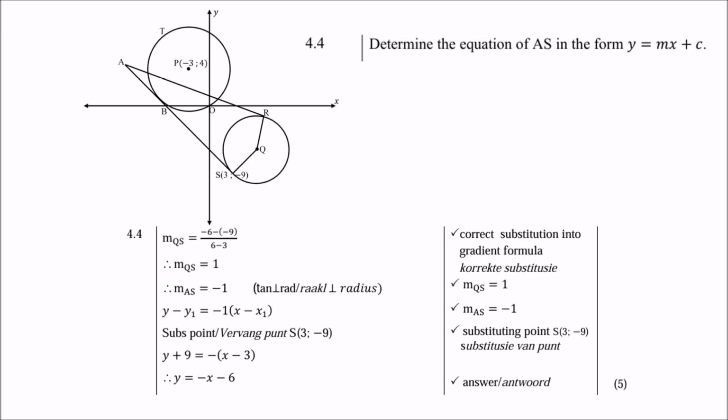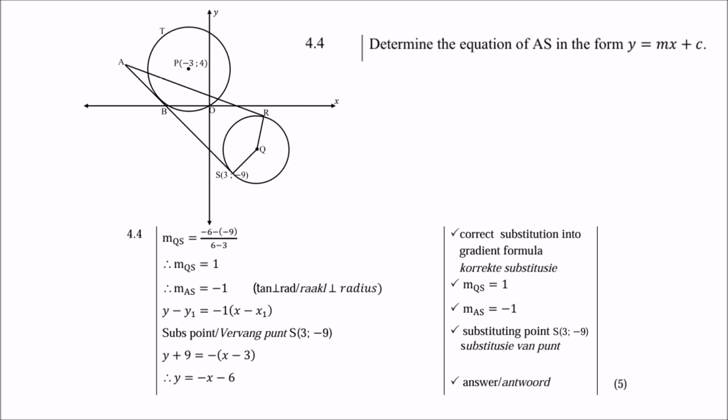But AS and QS, remember, are perpendicular. We've learned that in Euclidean geometry. So their product will be negative 1. Therefore, the gradient of AS will be negative 1. Then we use the formula y minus y1 equals m into (x minus x1). Already we know that m is negative 1. Then we use the point S for the y1 and x1 values. Remove the brackets and simplify, and you get the equation of AS: y equals negative x minus 6.